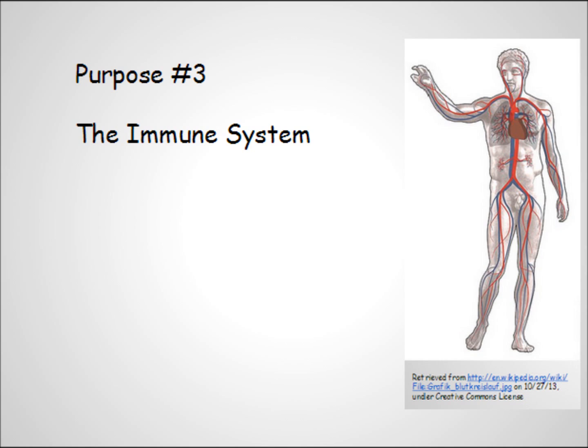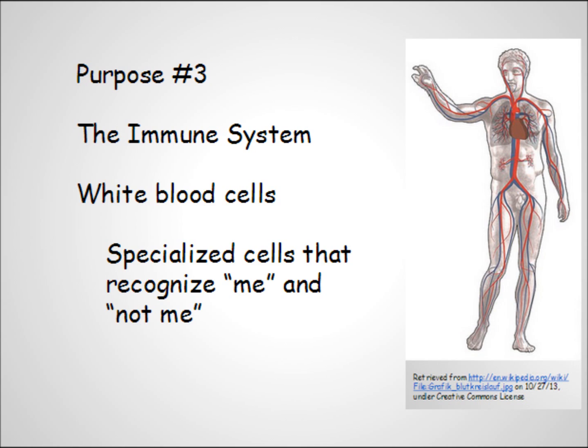Next, we have white blood cells, or WBCs. White blood cells are an important part of our immune system, which helps to protect our bodies from disease. These specialized blood cells are able to differentiate between me and not me, and attack and destroy cells it identifies as foreign. Of course, these cells use the vascular highway to find their prey.